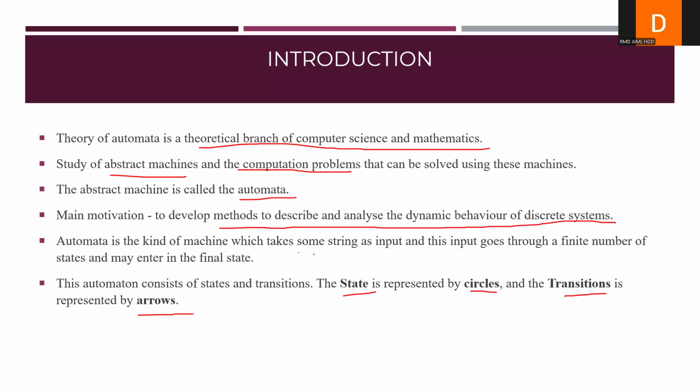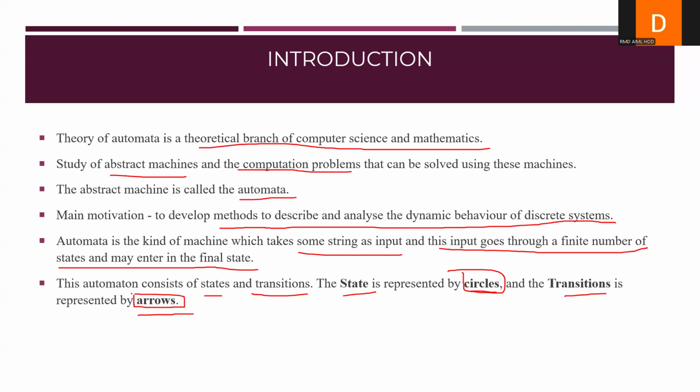And how is this automata going to function? It will take some string as input, and this input will go through a finite set of states, and finally it may enter the final state. And how are we going to represent these automata? We are going to represent them with the help of states and transitions. States will be represented with the help of circles, and transitions will be represented with the help of arrows. So this is the basis of theory of automata.